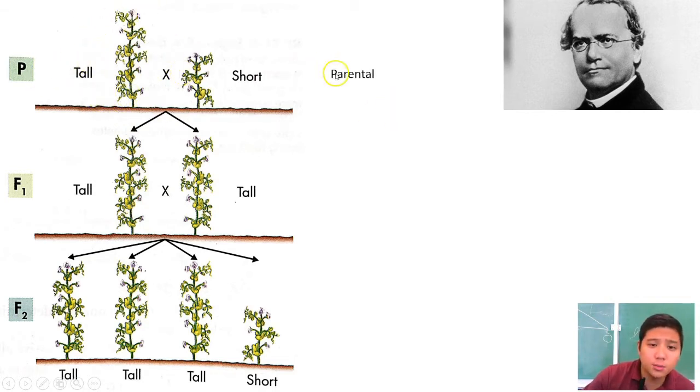This generation here we call the parental generation, and the offspring of the parental generation we call the F1 or the filial 1 generation. Now, he did something interesting. He took the F1 generation and bred those organisms together to create the F2 or the filial 2 generation. And he noticed that the short phenotype reappeared in the F2 generation. So 75% of the plants were the tall phenotype, but 25% of them came out with the short phenotype.